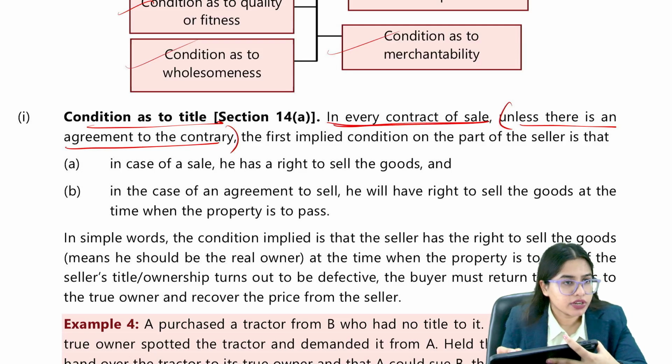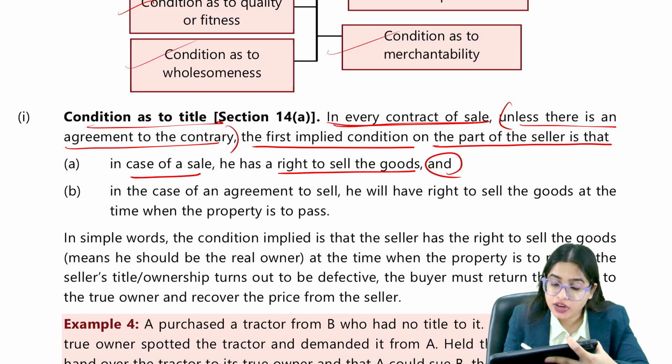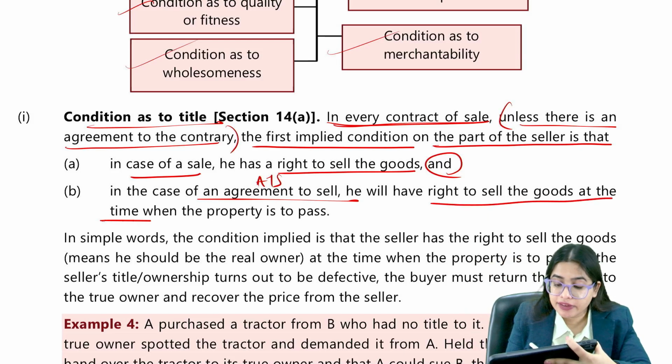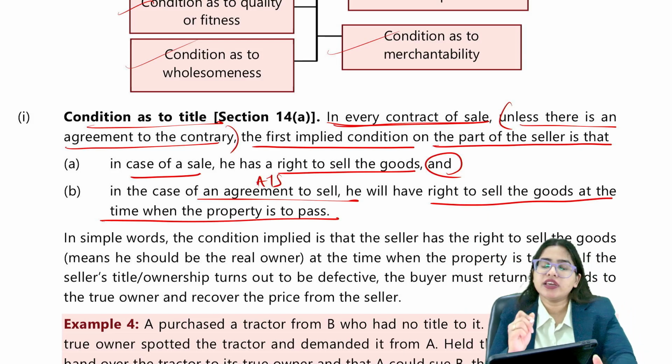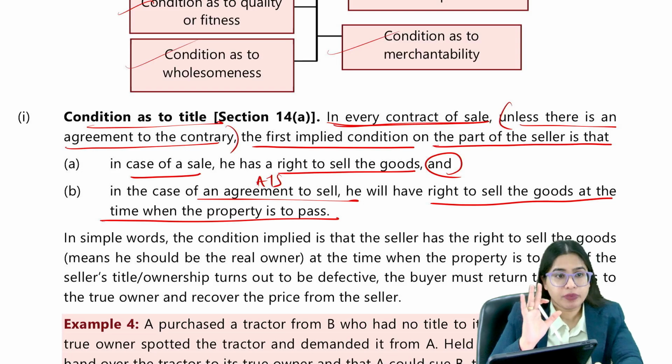Just read: in every contract of sale, the first implied condition on the part of the seller is that in case of sale, the seller should have the right to sell the goods, and in case of an agreement to sell, where I will sell goods in future, he should have the right to sell the goods at the time when property is to pass. Here one simple point is given: I should have title. I should have title means I should have ownership if I am selling any property. Ownership means I should have the right to sell. Only the owner has the right to sell.